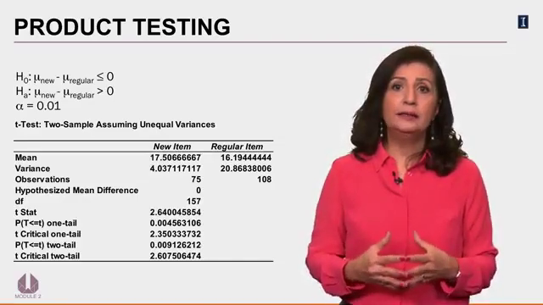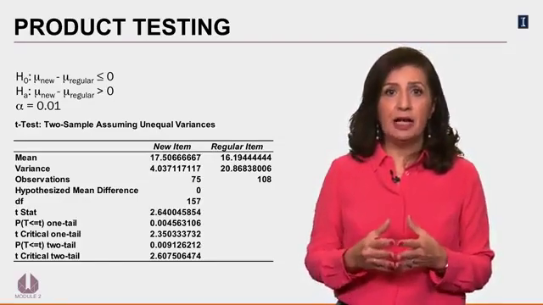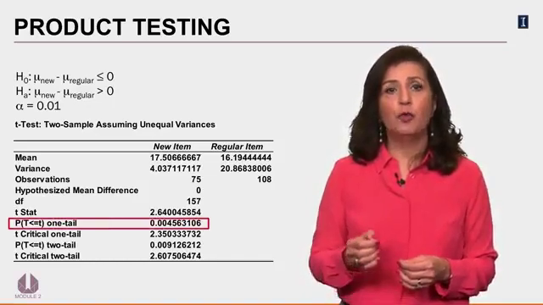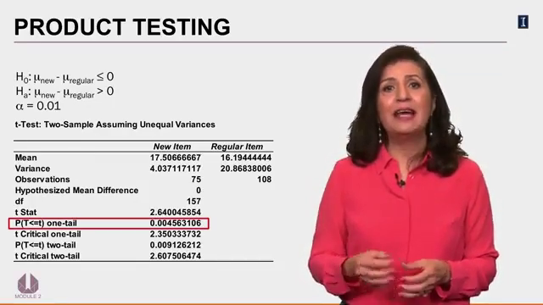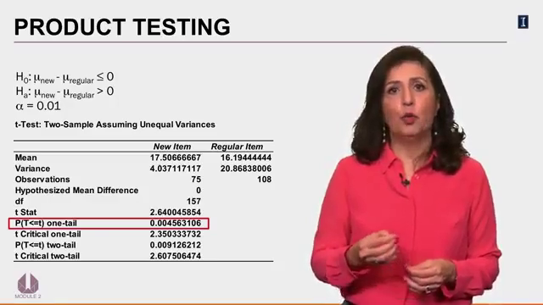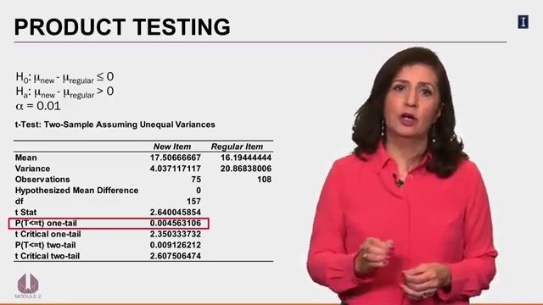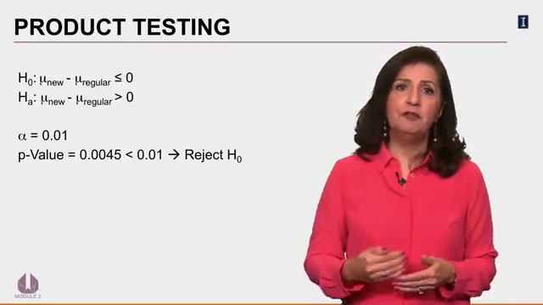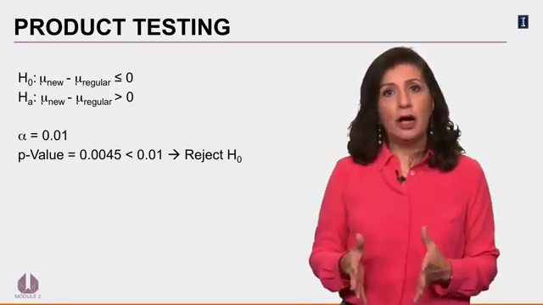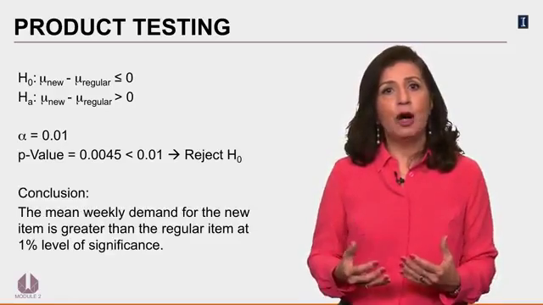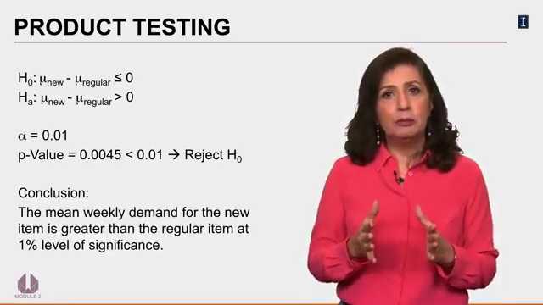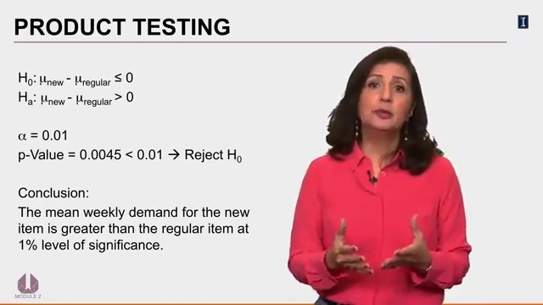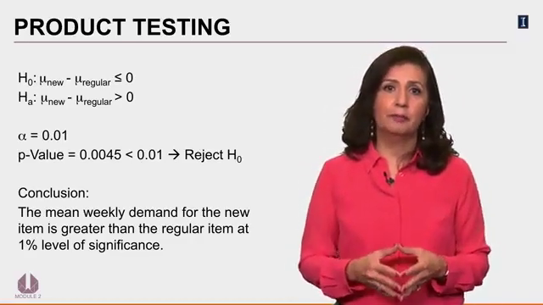Since we are doing a one-tail test, the p-value we use to compare to alpha is this, and this value of 0.0045 is less than alpha of 0.01, so we will reject the null hypothesis. Rejecting the null hypothesis in favor of the alternate hypothesis implies that we believe the new item is doing better than the regular item it was benchmarked against. Thus, the management should consider adding this new item.